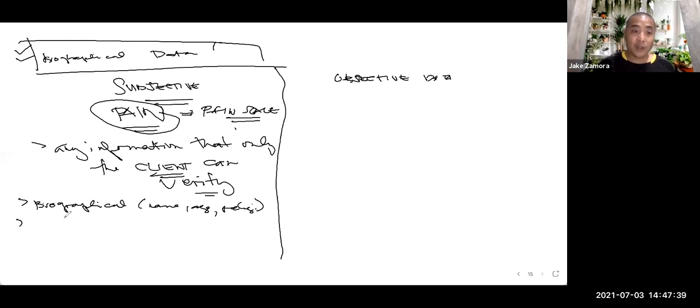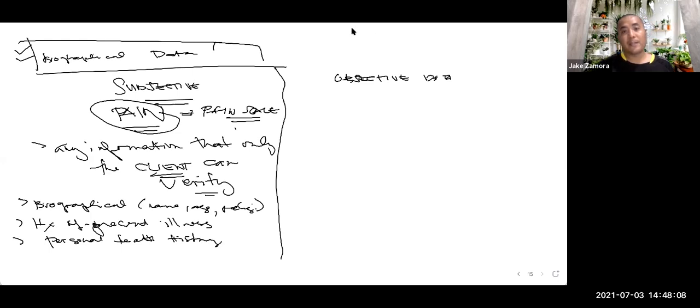So, aside from that, we are talking about history of present illness. Nandyan pa rin yan. History of present illness or concern. Kasama yan sa subjective data. Okay? Personal health history, kasama din yan sa subjective data nyo. Aside from that, ano pa? Health and lifestyle practices. Kasama yan sa mga subjective data nyo. So, all the things that fall under this is under your subjective data.